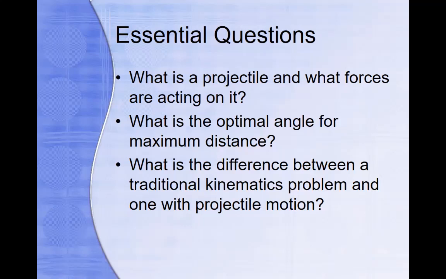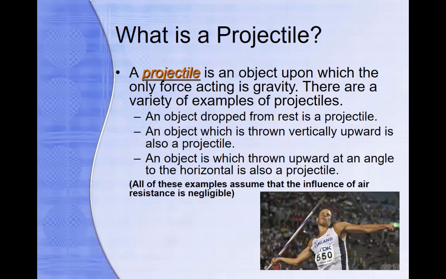So let's go ahead and start by examining what a projectile is. In physics, this is a very specific definition. A projectile is an object upon which the only force acting is gravity. As soon as you throw something, drop something, etc., it becomes a projectile because the only force acting on it is gravity. And there are tons of examples of projectiles. Everything from a dropped object from rest, an object which is thrown vertically upward, an object which is thrown upward at an angle or downward at an angle. These are all projectiles as soon as they leave the hand of the person who's throwing.